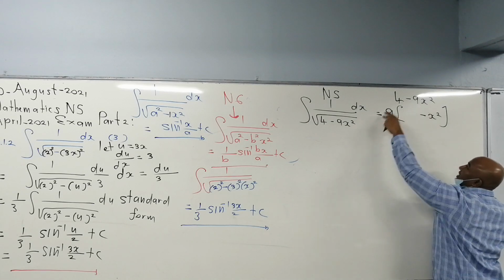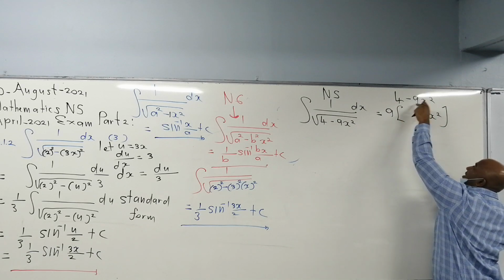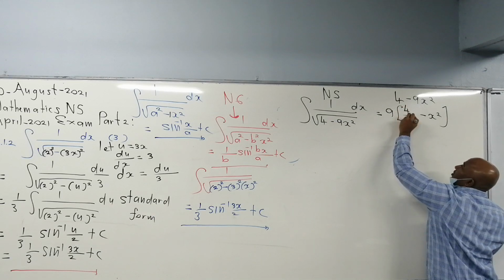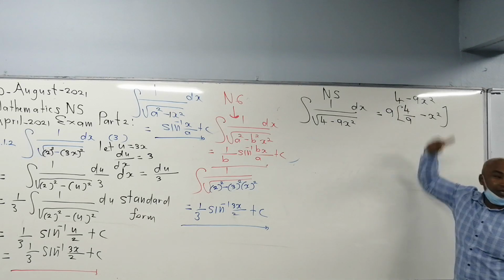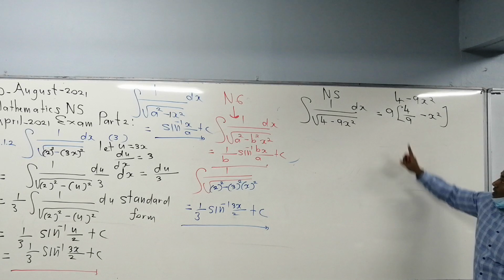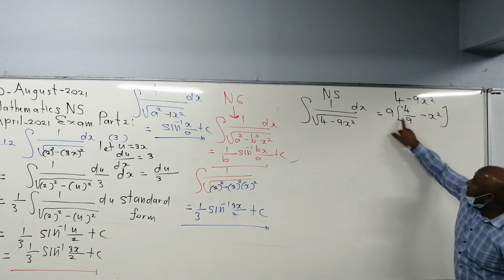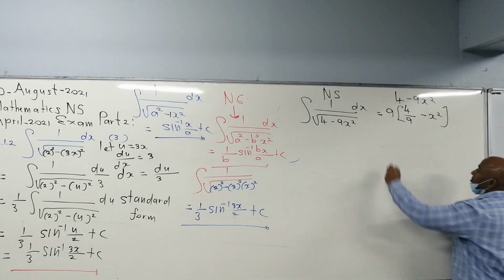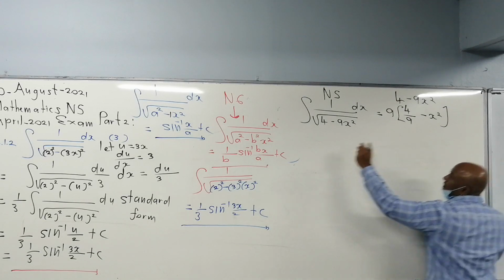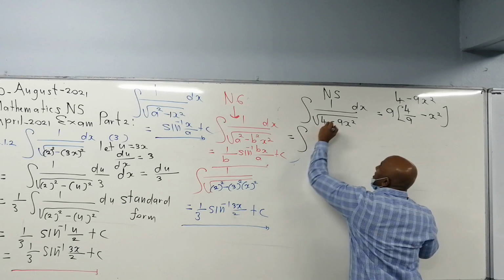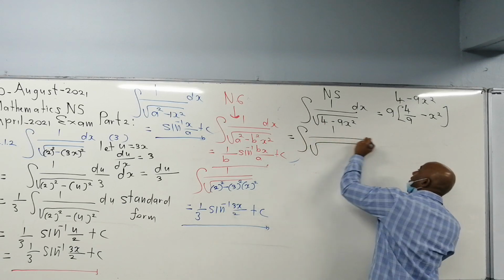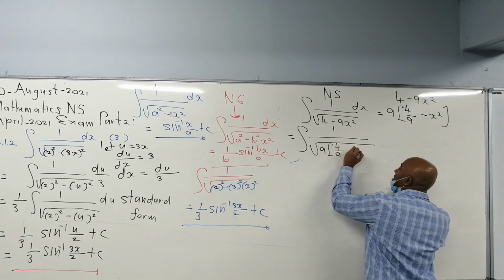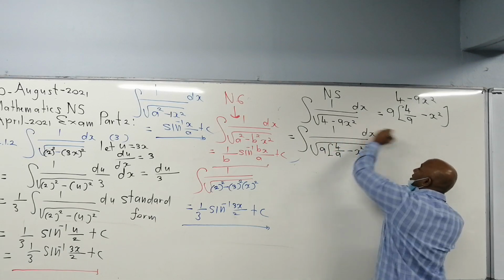If I took out 9, 9 times minus x squared is minus 9x squared. So the first term will be 4 over 9. All you do is take the number and divide by what you took out. Check now: 9 times 4 over 9, the 9s cancel, you end up with 4. Now, let's do it here. So this is 1 divided by the square root of 9 times 4 over 9 minus x squared. There's my dx.